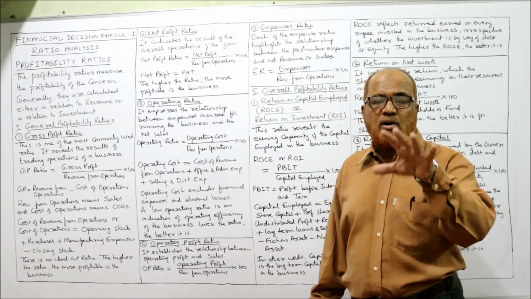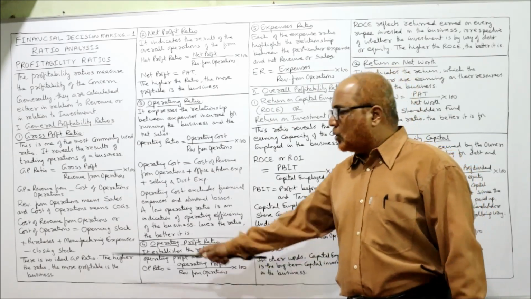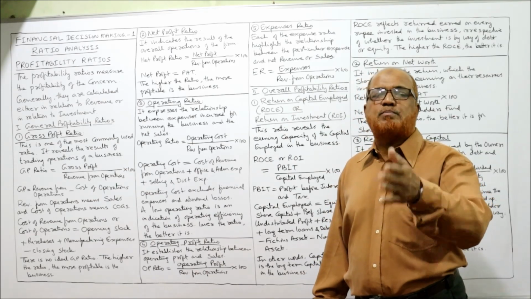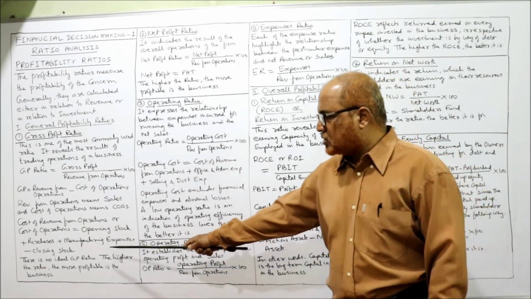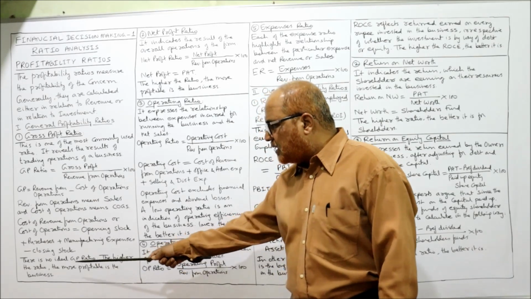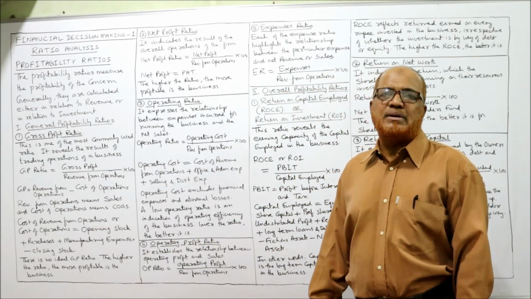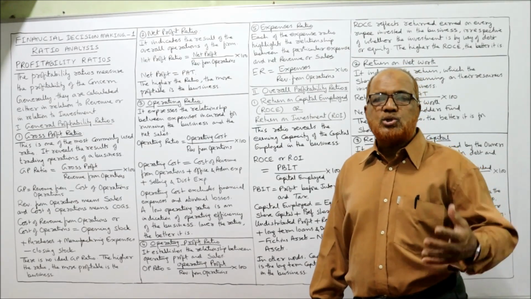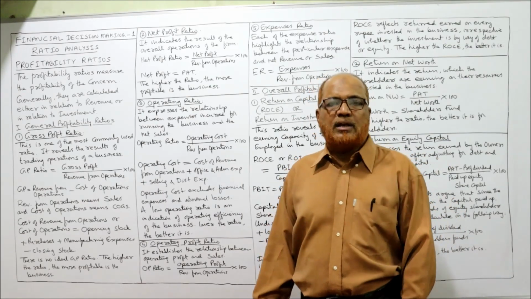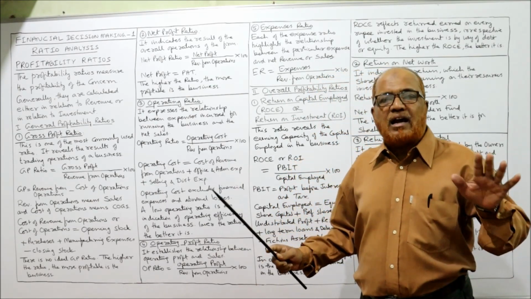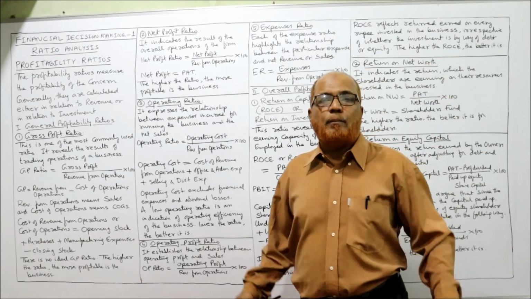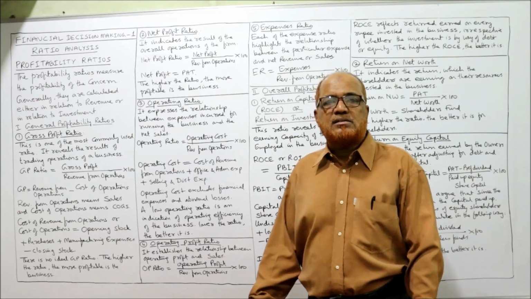So concentrate more on the formulas. The cost of revenue from operations means opening stock plus purchases plus manufacturing expense minus closing stock. There is no standard or ideal gross profit ratio. The higher the ratio, the more profitable it is for the business. There is no standard ratio, unlike the standard ratios given for current ratio, quick ratio, and debt equity ratio. But the rule is, the higher the gross profit ratio, the better it is for the business.